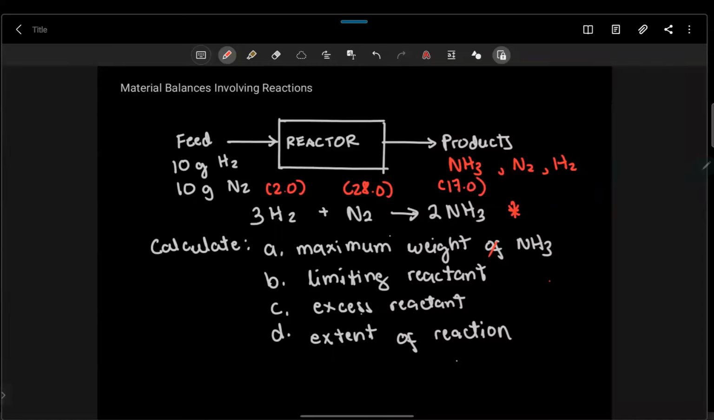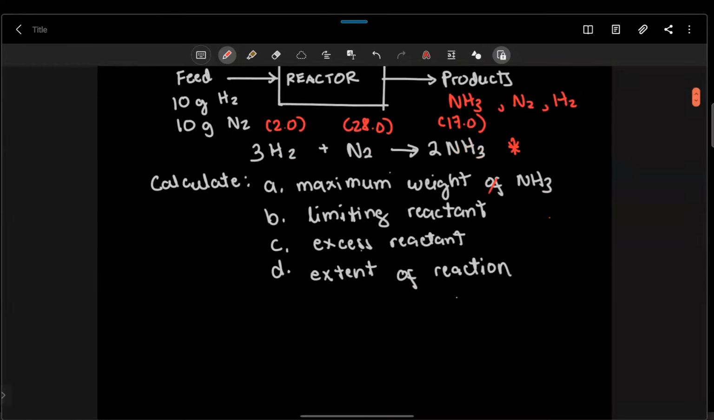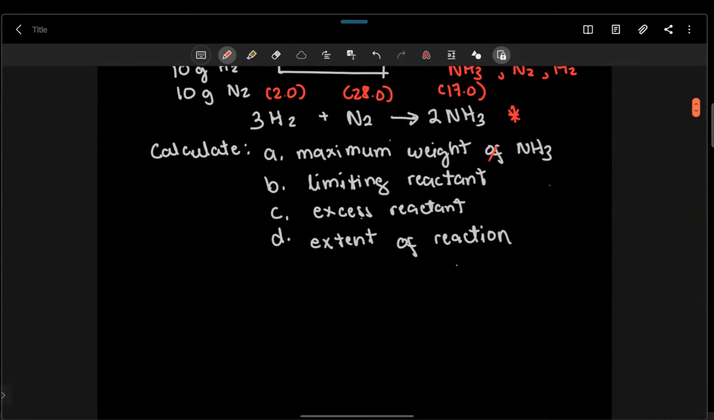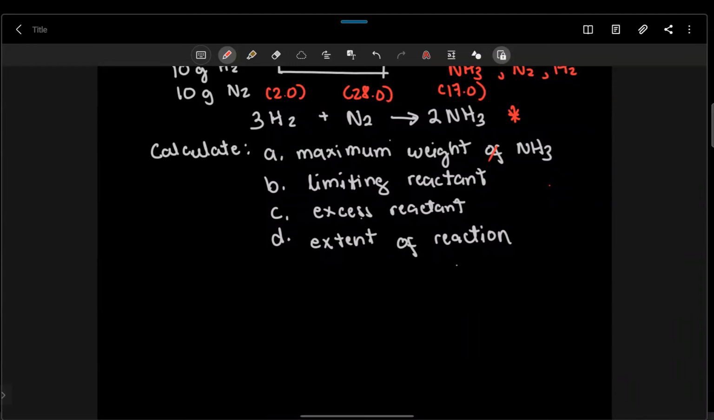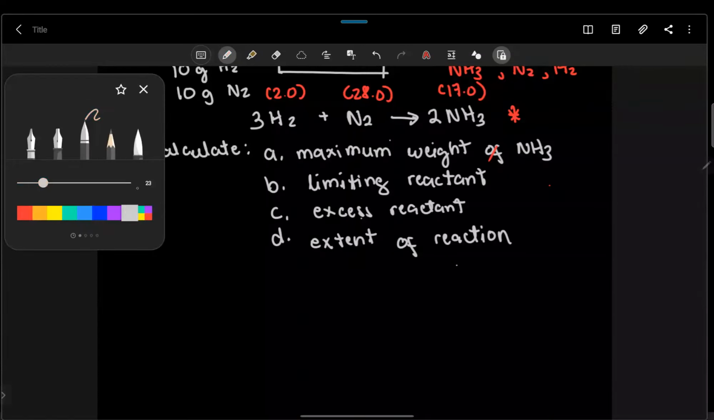Okay. Now, let's calculate the following. Number one, what is the maximum weight of ammonia that can be produced in our reaction or in our process? Before we can even calculate that, we need to find the following. We need to find the limiting reactant and of course the excess reactant. Now, what will be a good basis? Since it is given that you have 10 grams of hydrogen and 10 grams of nitrogen, perhaps those values are a good basis. So let's just write it down.